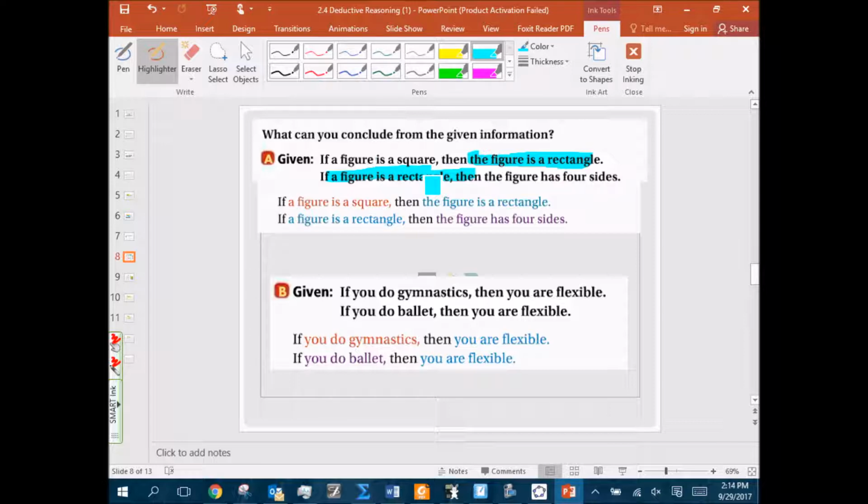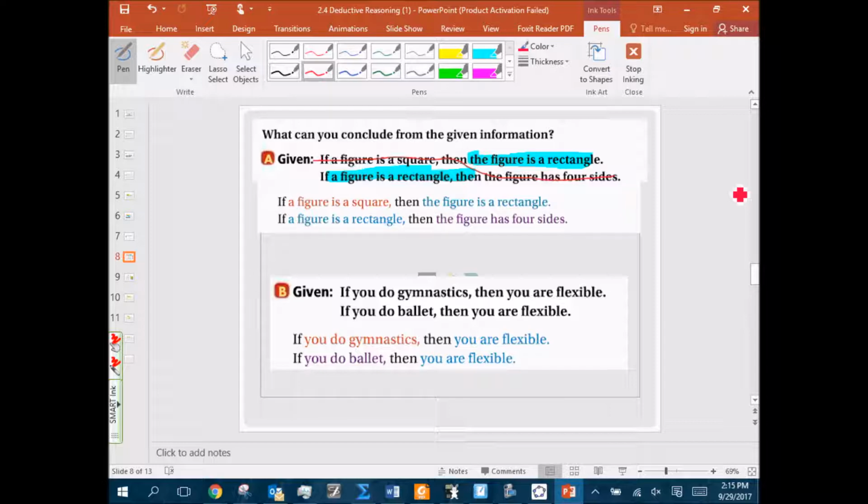Those match, so if they match, what I can do is create a third statement from the things that I don't have highlighted. I'm going to read through and create a statement that follows that path. If a figure is a square, then the figure has four sides. And that's a new conditional statement, because the first two are true, now I know that one's true. Make sense?